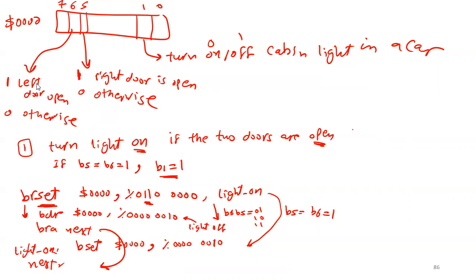1 means the left door is open, 0, the left door is closed. Any question?